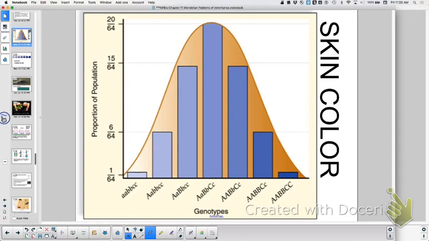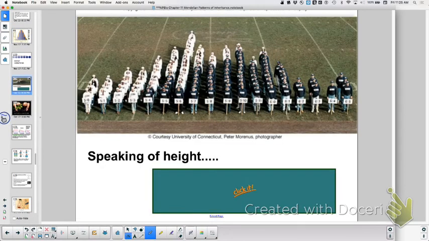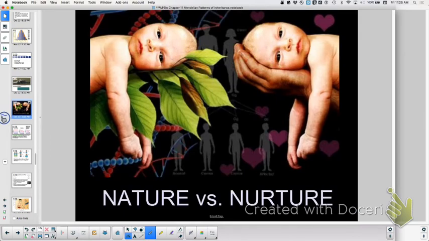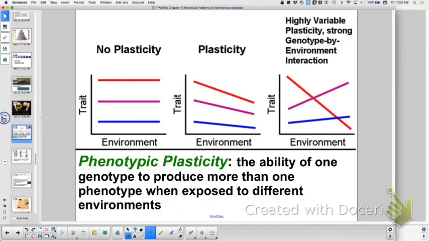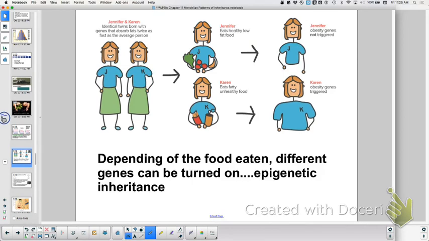And that's where I talked to you about height. Okay, and could your height be influenced by the environment? Yes. Okay, and I talked to you about nature versus nurture. So if you get good nutrition, you might grow to your full potential of height, but with poor nutrition, you could be short. We talked about that being called phenotypic plasticity. Some variables. We talked about twins, whether they ate healthy food or unhealthy food, and if that triggered the obesity gene that they were carrying.